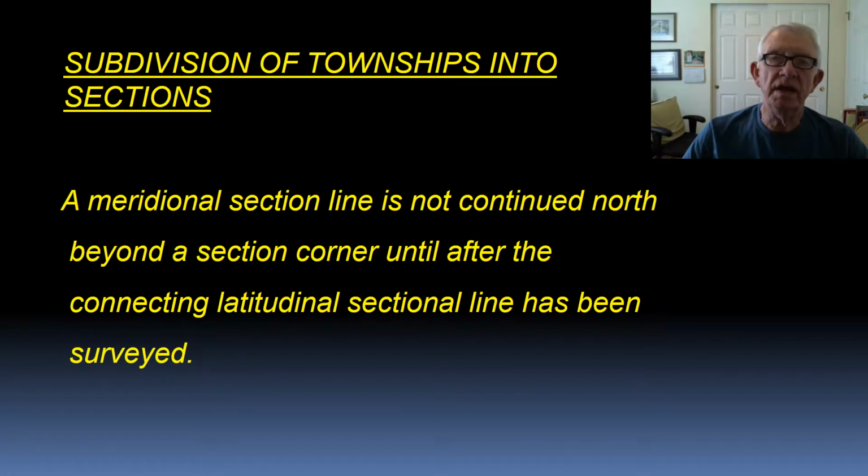Now, as you're surveying in a section, you're going to start by going north from the southern section corner of the baseline or the section before it. You're going to run north 40 chains and then north 80 chains. And before you go on with that meridional section line, you're going to go to the east and tie in to the existing corner to the east. So you're going to complete one section by running the latitudinal section lines before you go on to create the next section.